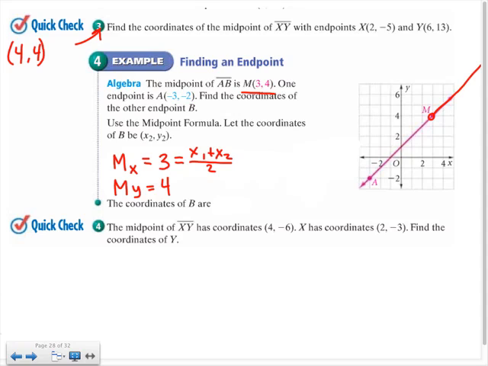It tells me in the instructions to use the coordinates of B as x2 and y2. So I don't know what x2 is. That's a question mark right now. But I do know the coordinates of that other endpoint, point A. I know that A sits at -3 for its x value. So I'm going to fill in -3 right there for x1, and I'll leave x2 in the equation because I still don't know what the coordinate is for B.